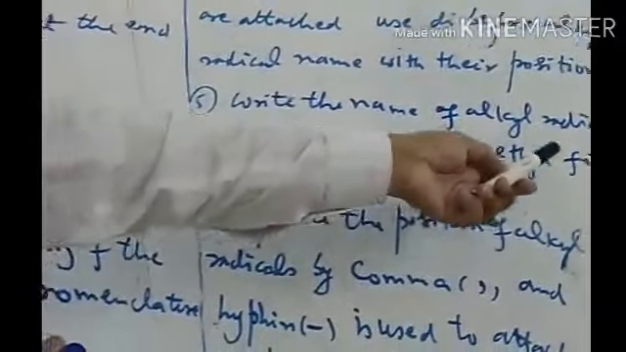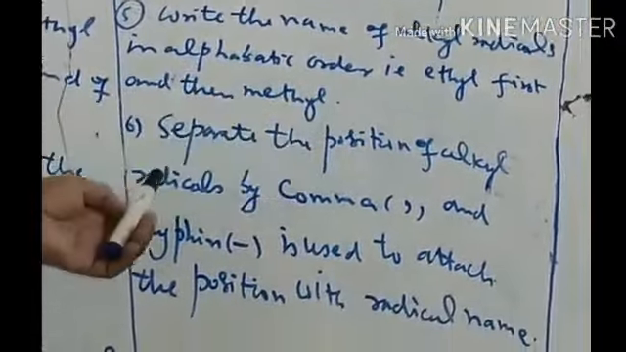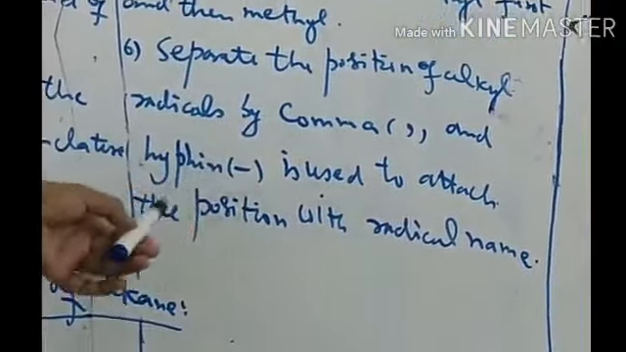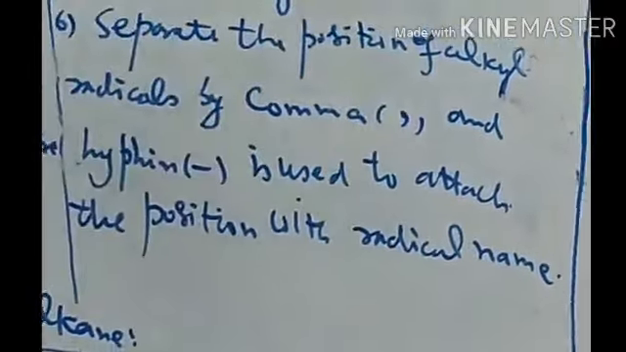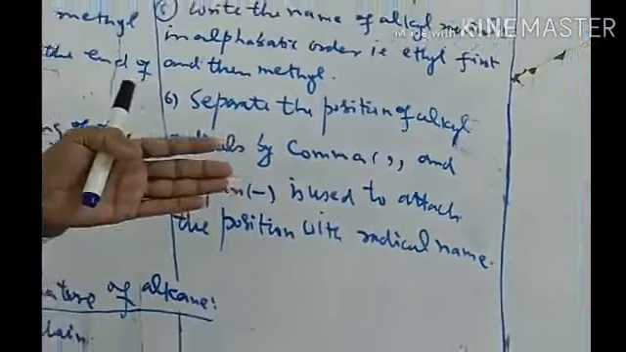For example, ethyl first, then methyl, ABC. Separate the positions of alkyl radicals by commas, and a hyphen is used to attach the position with the radical name. These are the rules we will apply on certain examples you will see in this case.